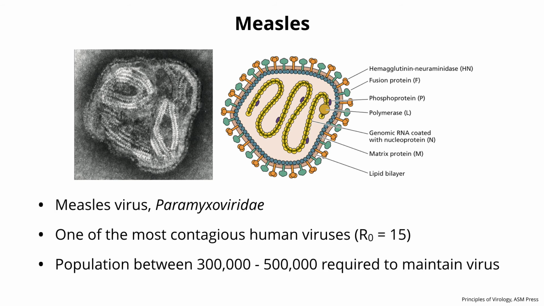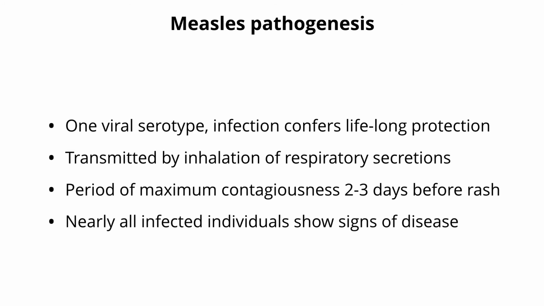And so for measles, it's 15. So on average, based on studies that have been made, any one person infected with measles can infect 15 different people. And you need a very large population to maintain epidemics of this virus infection. There's one serotype, and if you get infected with it, you have lifelong immunity. In fact, those were the early experiments on the Faroe Islands that I talked about a few lectures ago that proved that memory exists.